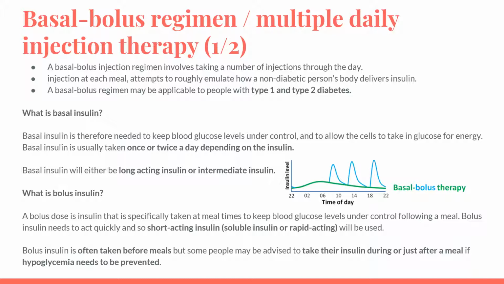Basal insulin needs to act over a relatively long period of time, and therefore basal insulin will either be long-acting insulin or intermediate insulin. A bolus insulin is insulin that is specifically taken at meal times to keep blood glucose levels under control following a meal. Bolus insulin needs to act quickly, and so short-acting insulin, which can be soluble insulin or rapid-acting insulin, will be used. Bolus insulin is often taken before meals, but some people may be advised to take their insulin during or just after a meal if hypoglycemia needs to be prevented.